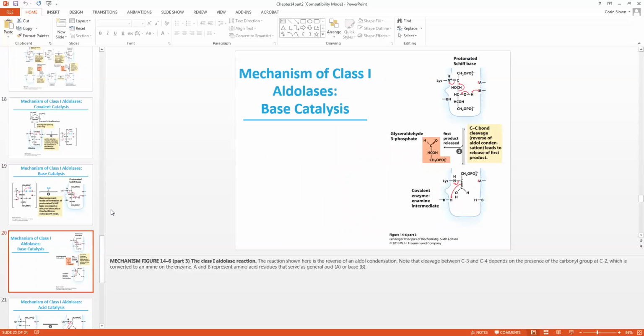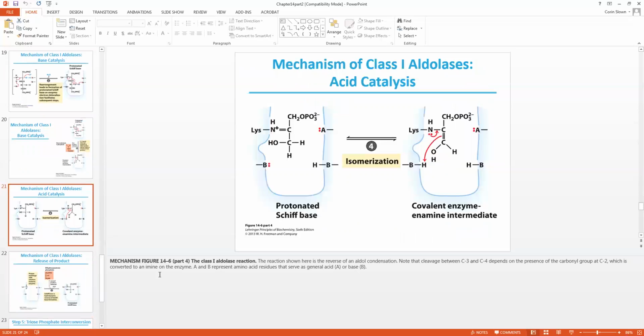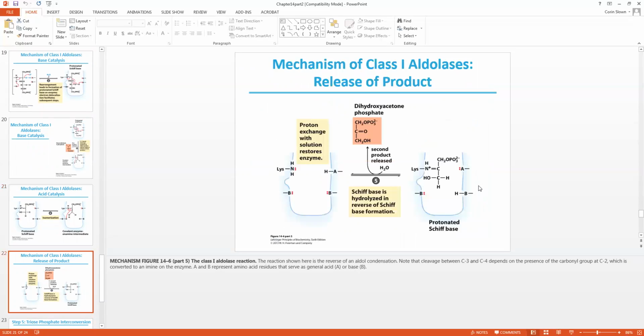Then you have carbon-carbon bond cleavage, which is the reverse of the aldol condensation. Then you have isomerization, so going from the protonated Schiff base to some type of covalent enzyme enamine intermediate. And you have proton exchange with the solution that restores the enzyme, and then your Schiff base is hydrolyzed in the reverse of the Schiff base formation.